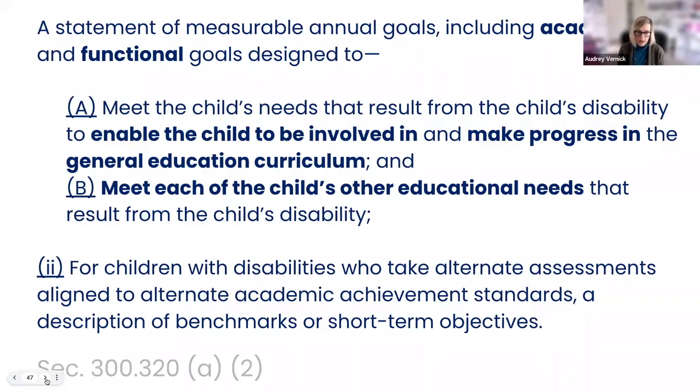So here is what the law says, section 300.320(a), if you want to go look up the law. And if you haven't, I highly recommend you do. I pretty much just told you all of that, but the other thing is that there would be a statement for children with disabilities who take alternate assessments aligned with alternate achievement standards. There also have to be benchmarks in their goals.